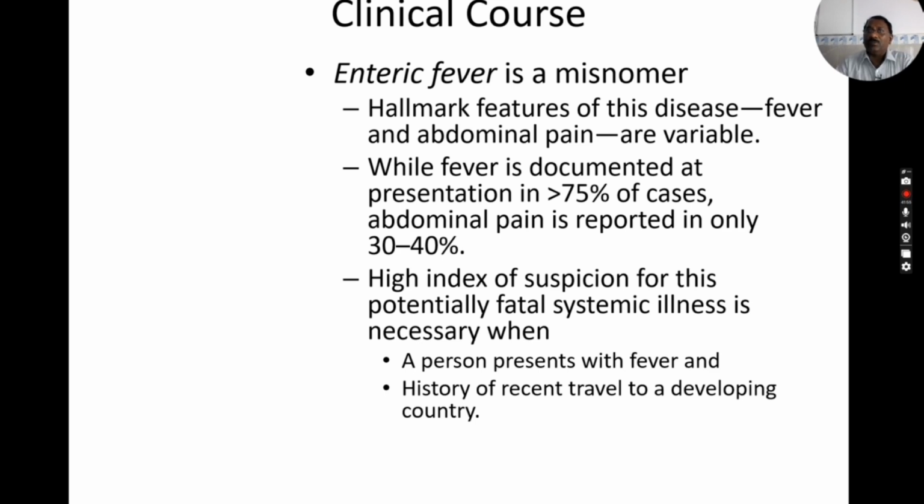See, enteric fever is a misnomer. Hallmark features of the disease, fever and abdominal pain, are variable. Not in all cases will you have this fever and abdominal pain. Fever is present in about 75% of the cases, and abdominal pain is only in 30 to 40% of the cases. So even in the absence of abdominal pain, you should suspect enteric fever. A high index of suspicion for this potentially fatal systemic illness is necessary when a person presents with a fever and history of recent travel to a developing country. So the travel history is also very important.